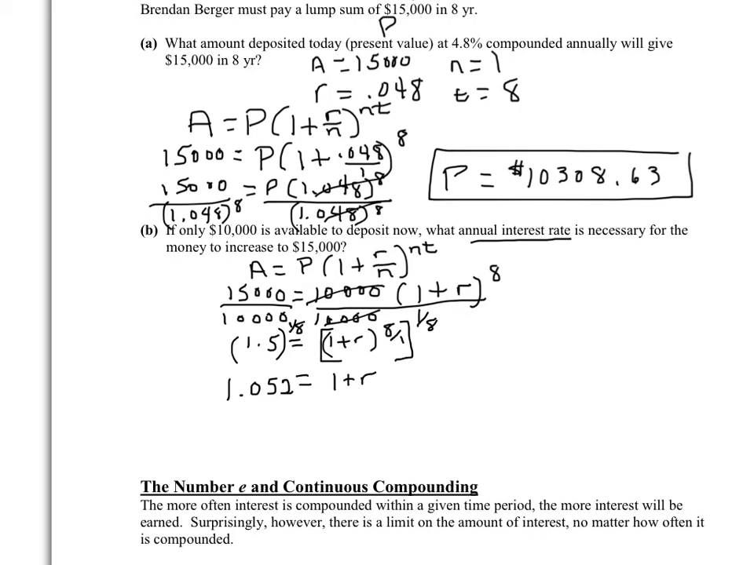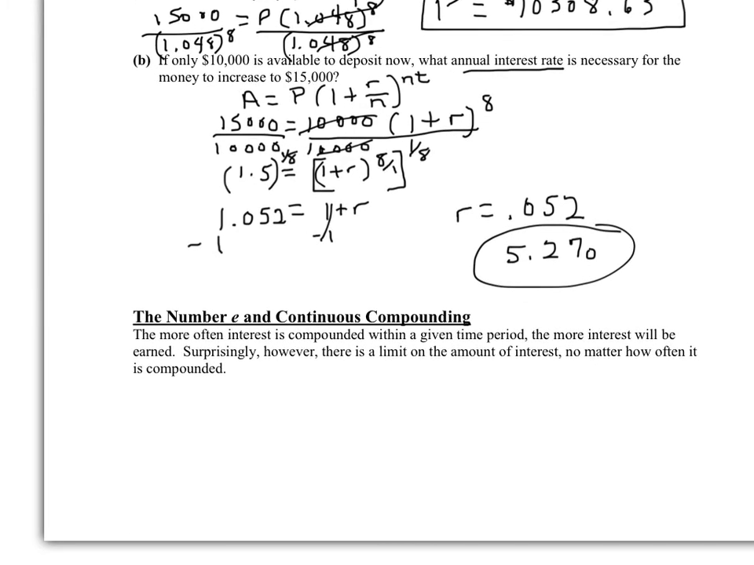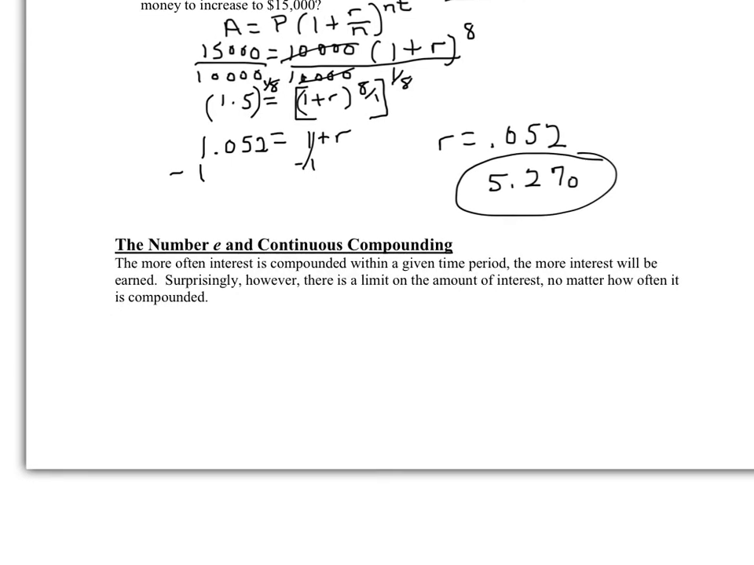I'm almost there. To find R, all I have to do now is subtract 1. And if I were to subtract 1, then R would be equal to 0.052, which if I put it back in decimal form would be 5.2%. That would be the interest rate that he would need to look for if he wants his $10,000 to grow into $15,000.